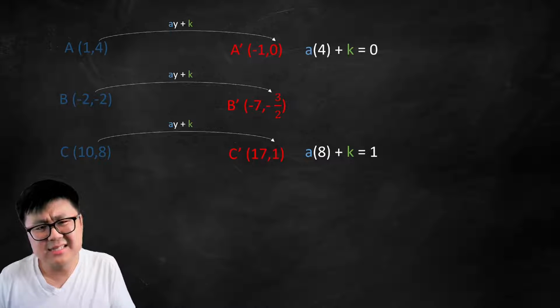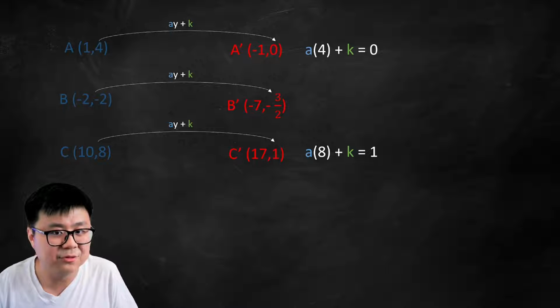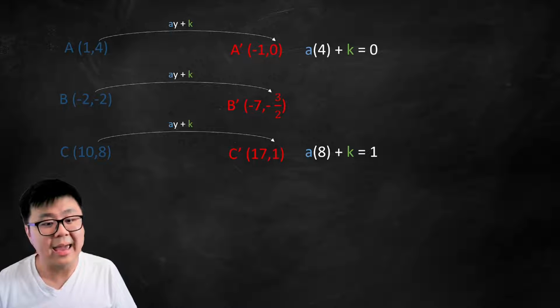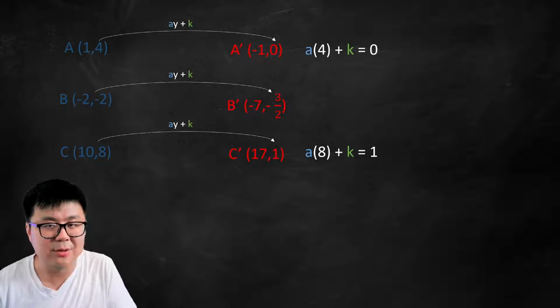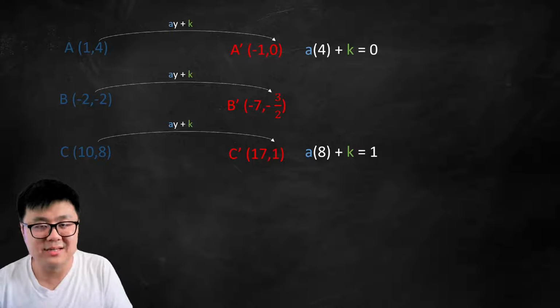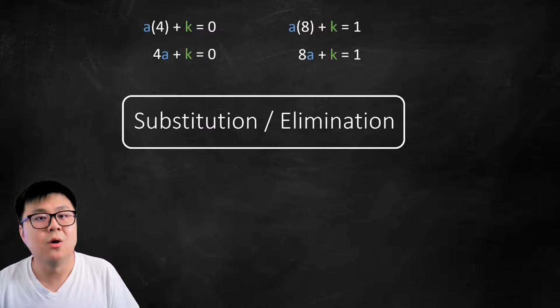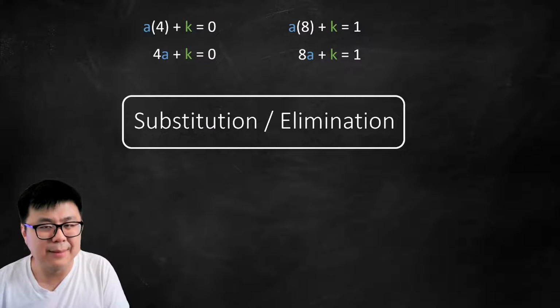I don't want to use the second set because we have a fraction of negative 3 over 2. And I mean, you could if you want, but I don't want to deal with fractions unless I absolutely have to. So we'll use the third set of 8 to 1. If we replace that into the mapping notation, we get a times 8 plus k equals 1. All of a sudden, we have our 2 equations, which means we can now do substitution or elimination after cleaning up the equations a bit.